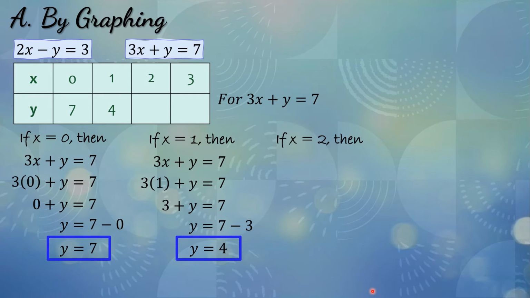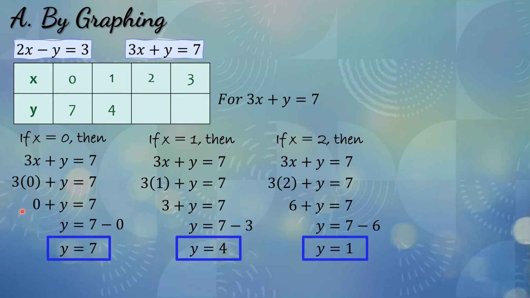Next, if x is equal to 2, then 3x plus y is equal to 7. Yung x ay papalitan ng 2. So, magiging 3 times 2 plus y equals 7. 3 times 2 is 6 plus y equals 7. Transpose 6 to the right side of the equation. So, magiging y equals 7 minus 6. Therefore, the value of y is positive 1 because 7 minus 6 is 1. At yung 1 na value ng y ay magiging partner naman ng 2 para makompleto yung pangatlong ordered pair.